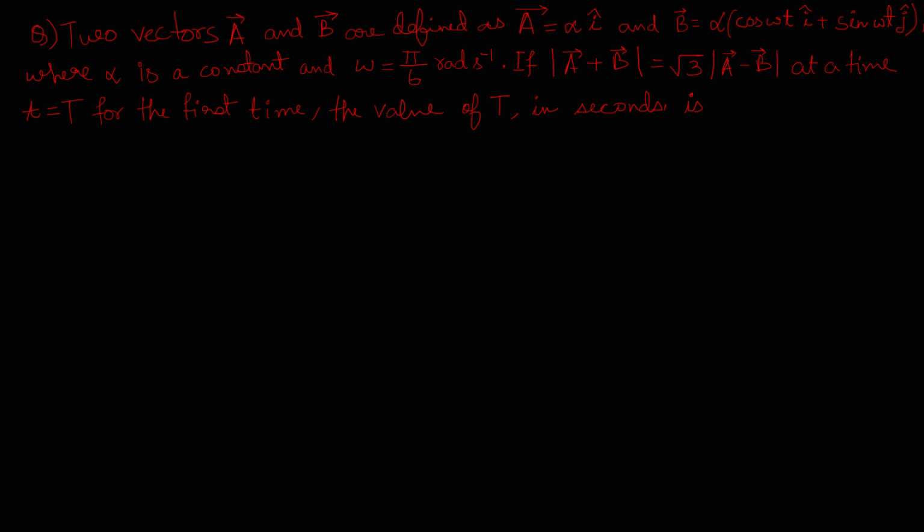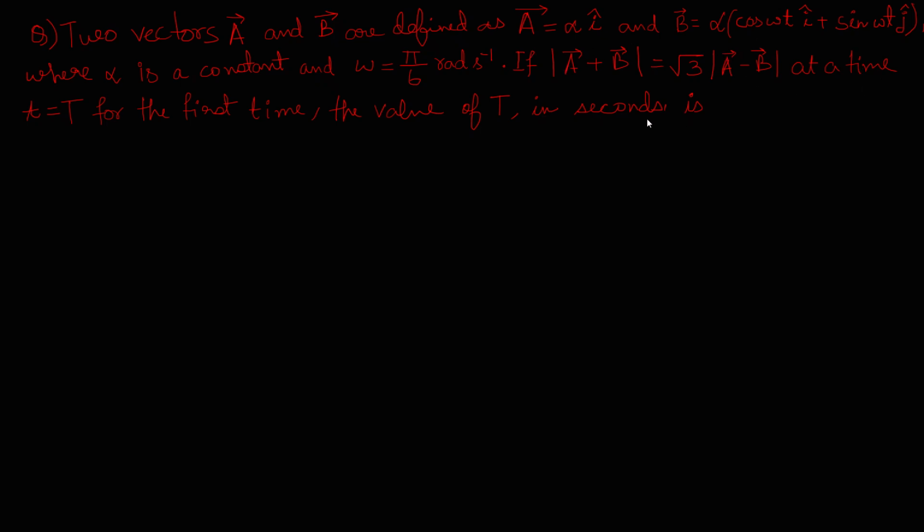Everyone, this is another vector problem. This is almost the same as the last two videos that I uploaded. If you look at the problem, two vectors A and B are defined as here. The difference is that the values of vectors A and B are different. Vector A is given as alpha i cap, and B is given as something else. But the magnitude of A plus B is root 3 times the magnitude of A minus B.